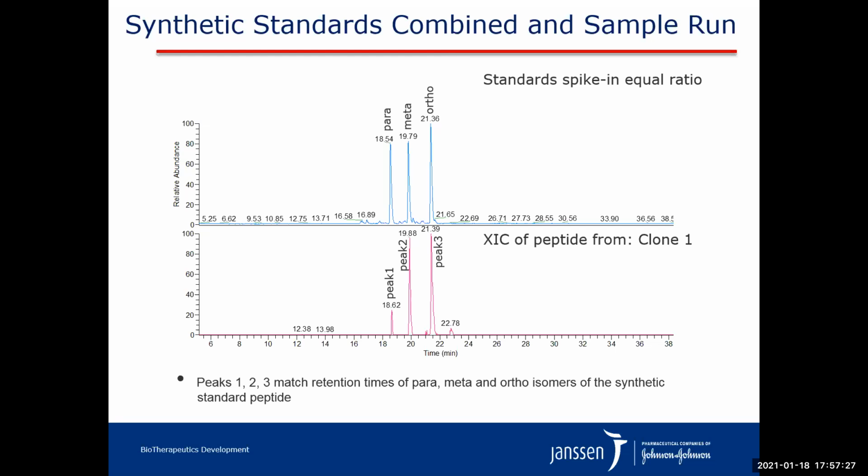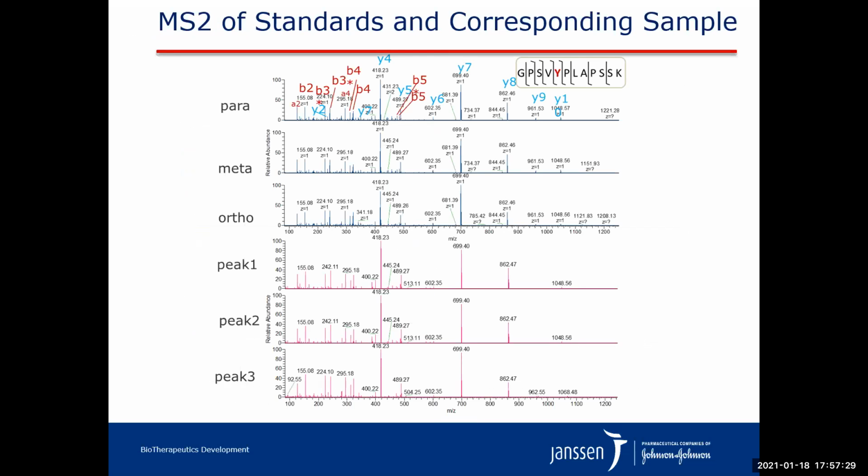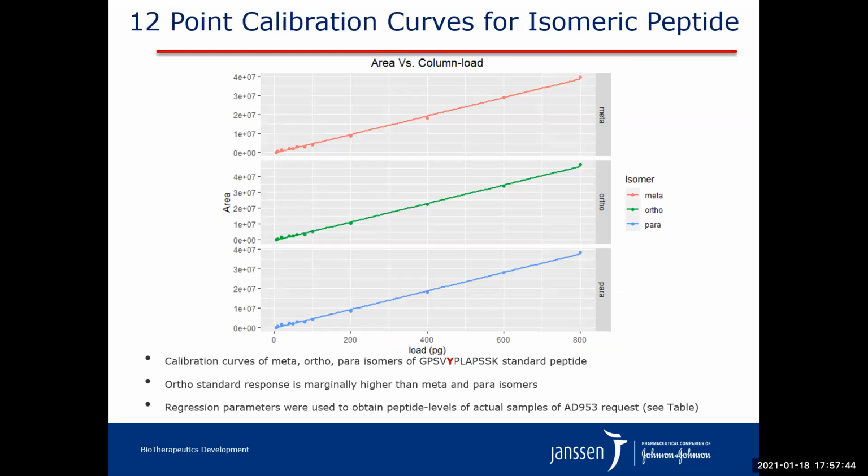And then we look at the MS2 spectra. As seen, the product ions are similar to each other in terms of the backbone fragment ions. This confirms that these are true isomers. Then we made use of these standard peptides to obtain response curves as shown here to quantify the isomers, ortho, meta, and para in the tyrosine variants.